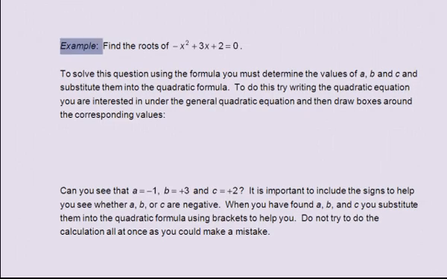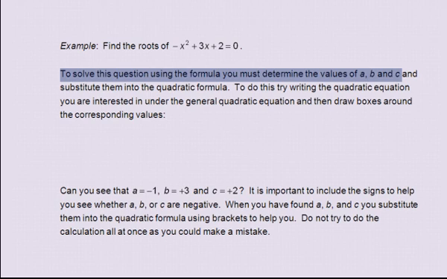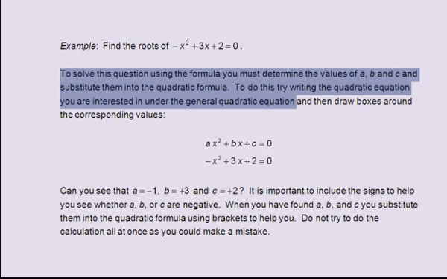Let's do an example. Find the roots of minus x squared plus 3x plus 2 equals 0. To solve this question using the formula, you must determine the values of a, b and c and substitute them into the quadratic formula. To do this, try writing the quadratic equation you are interested in under the general quadratic equation, like so, and then draw boxes around the corresponding values.